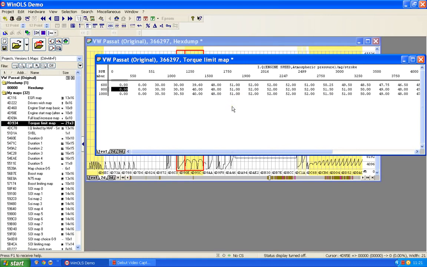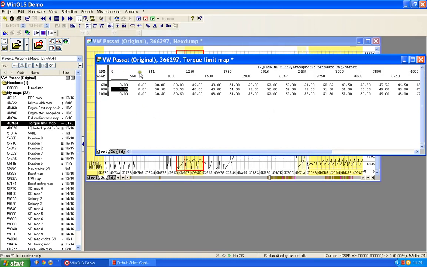And that's why people often call this the torque map, because it's limiting the torque. It's saying to itself, I'm not going to let you inject more than 52 because that would produce too much torque and might damage the engine or the clutch, so I'm not going to allow it. So there you go. Right, let's have a look at what's happening.